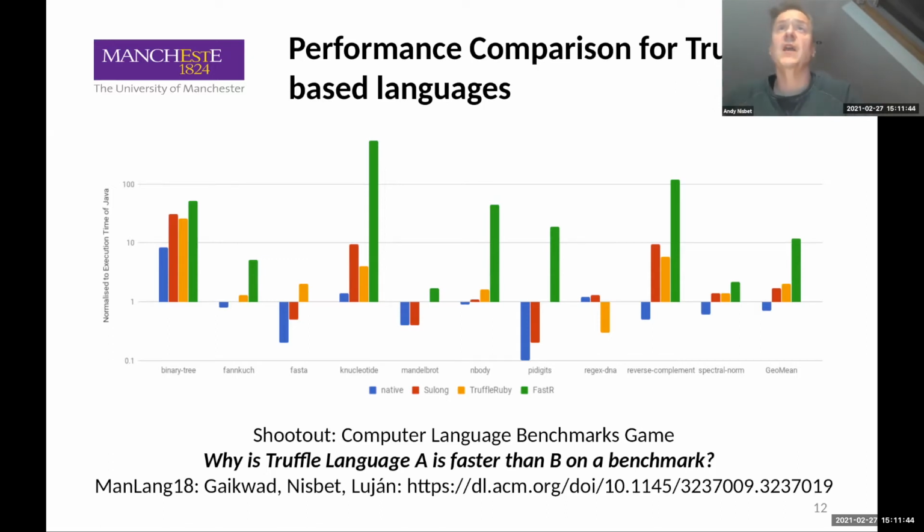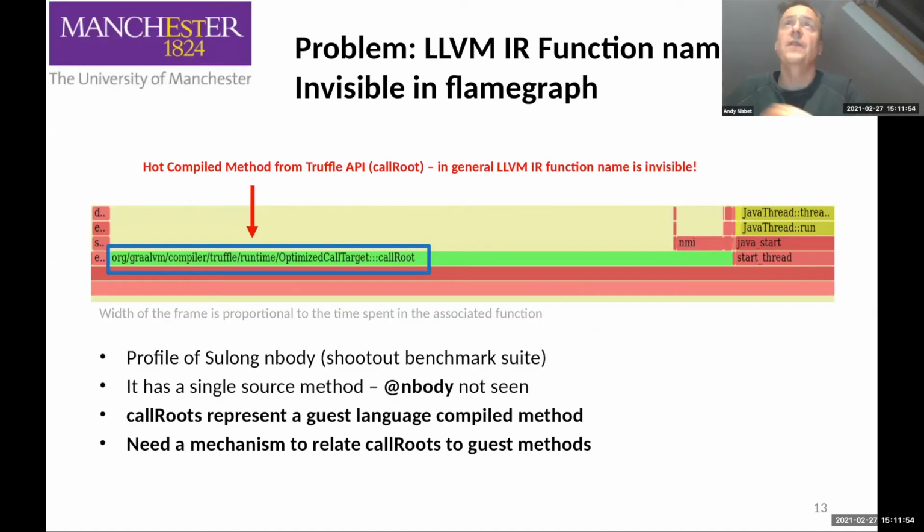But what we want to be able to answer is the question: why is Truffle language A faster than Truffle language B on a specific benchmark? To do this, the first thing we tried was to look at a flame graph collected with perf call stack sampling. We want to try to identify where time was spent, or at least to identify the significant methods. Unfortunately, we only see the Truffle call root methods. We do not see the guest language source code methods.